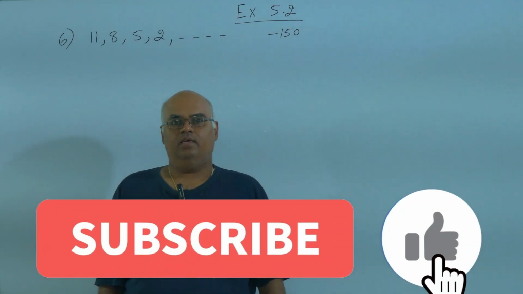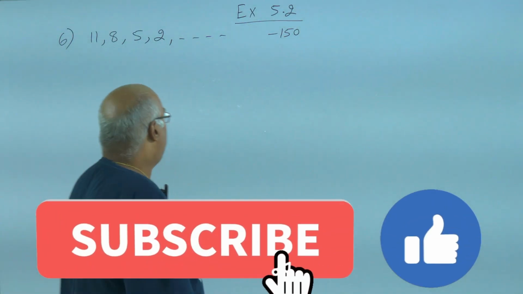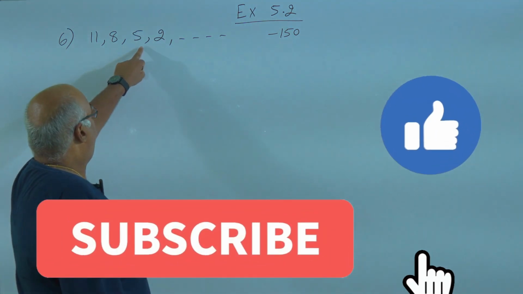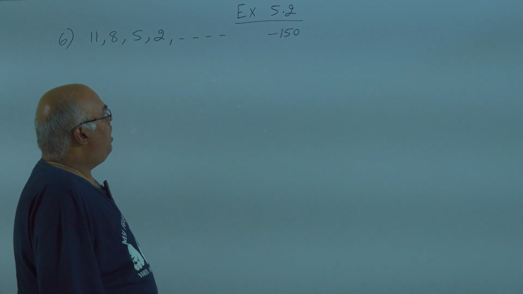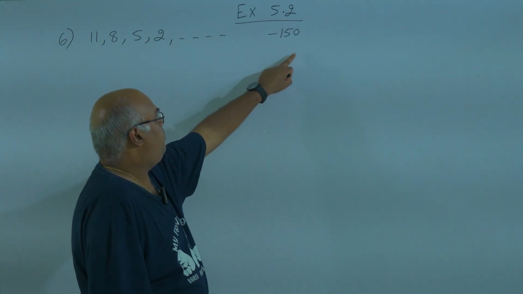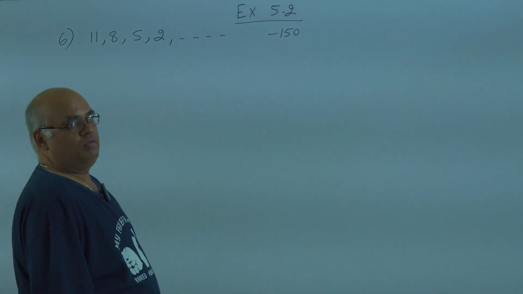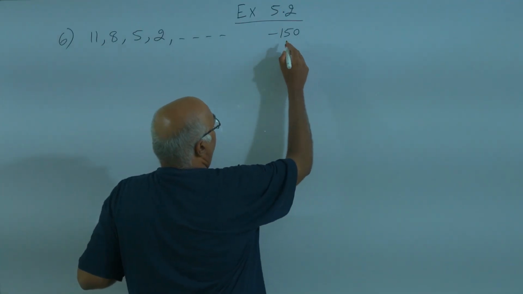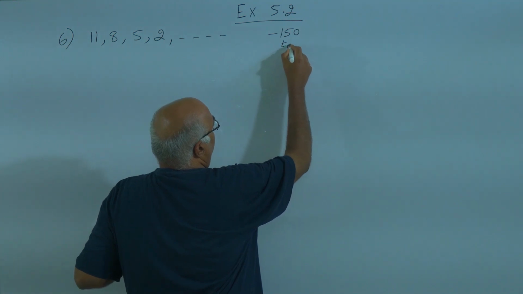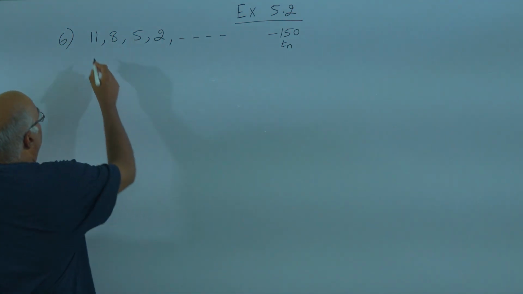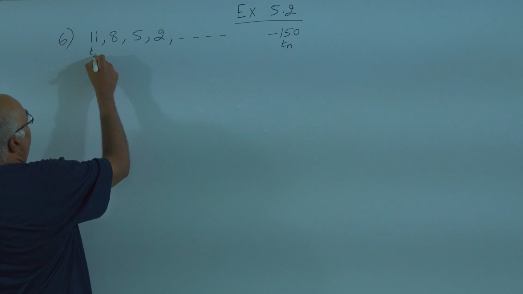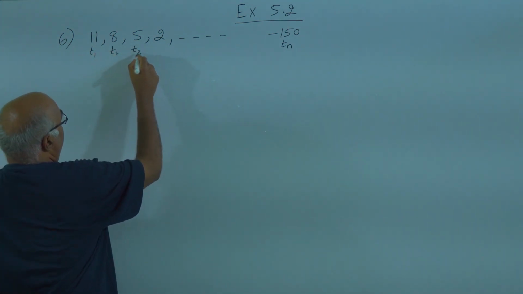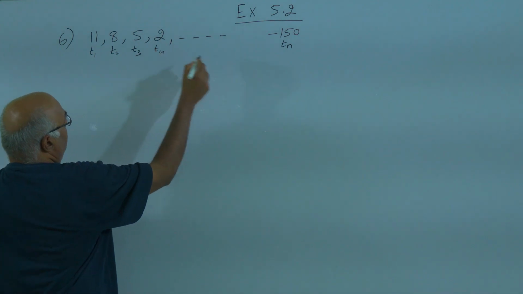Now let us see the sixth problem. In the sixth problem, we have been given an arithmetic progression 11, 8, 5, 2 and so on. We have to check whether minus 150 is a member of this arithmetic progression or not. So we assume that this minus 150 is the nth term, that is Tn. Now we will take the other terms: the first element is T1, the second element is T2, then the third element is T3, the fourth element is T4 and so on.